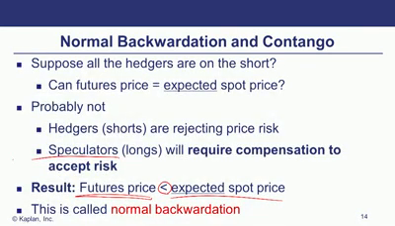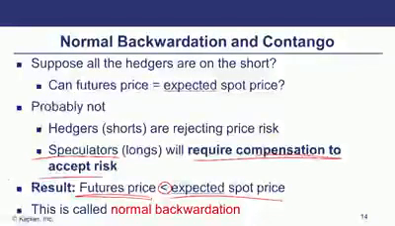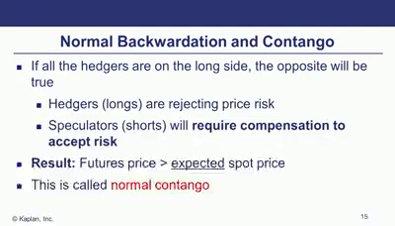But of course, they won't do this for free. They will require some form of compensation in order to accept this risk. And this comes in the form of the difference between the actual futures price at which they are committing to buy and the consensus expectation of the futures price of wheat. Now, a very, very similar argument exists for the explanation of normal contango.